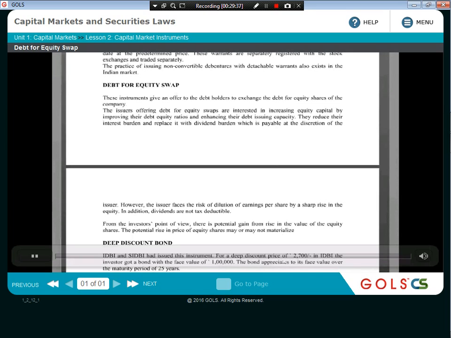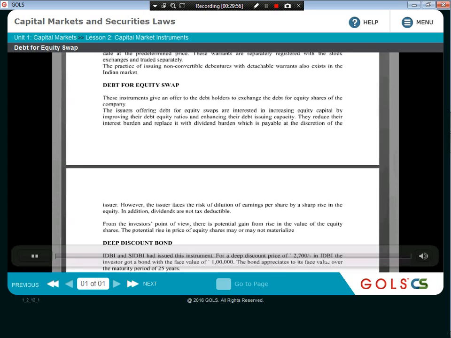And from a company's point of view, there are two things. One is that the cash flows are reduced, but at the same time, the equity base also increases. So your equity share price goes down.